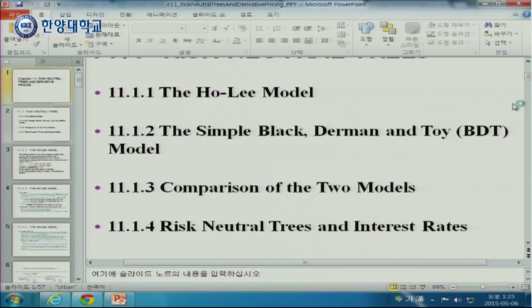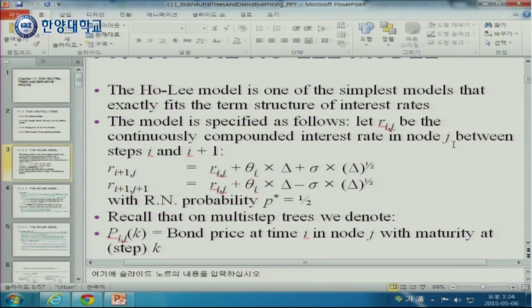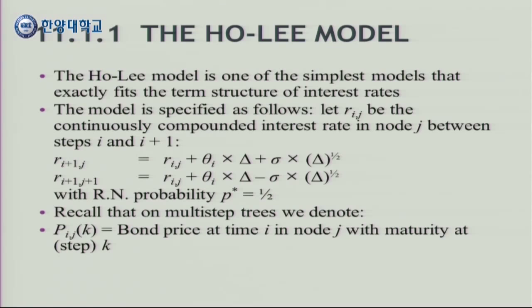Okay, Hohenly model. So we will learn Hohenly model and Blackman-Toy model. But Blackman-Toy model is such an exponential version of the Hohenly model. So that's very simple. So as for Hohenly model, this is Hohenly model. Very simple, right? The Hohenly model is one of the simplest models that exactly fits the term structure of interest rate.